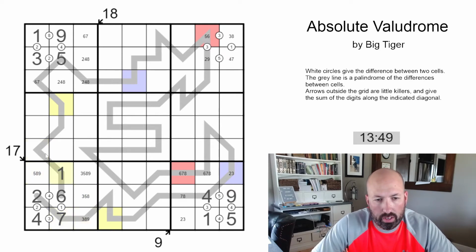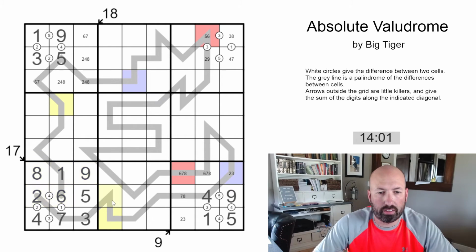All right, and so right here, this difference is, well, and let's look at our little killer, because we've got a 6, so these two need to equal 11, which is going to have to be 8 and 3, which makes that a 5 and a 9. There we go. We got a whole box done. How about that?